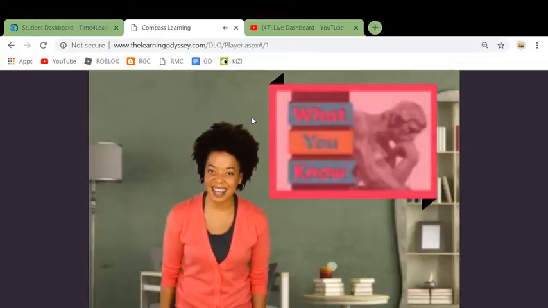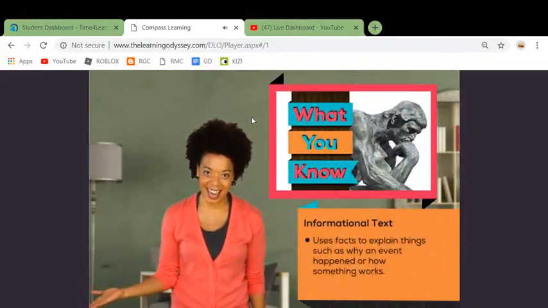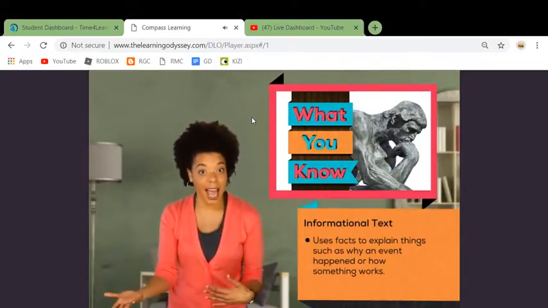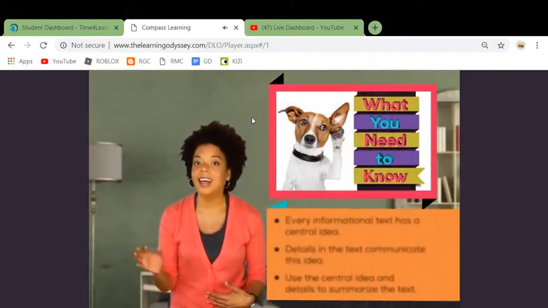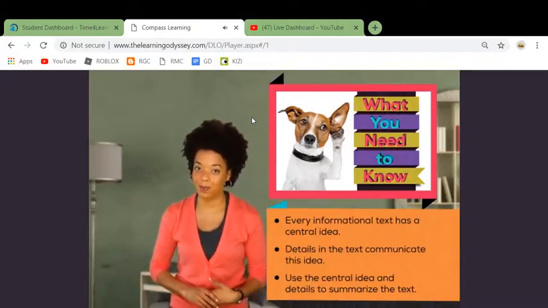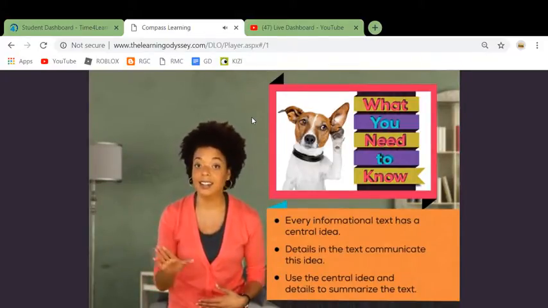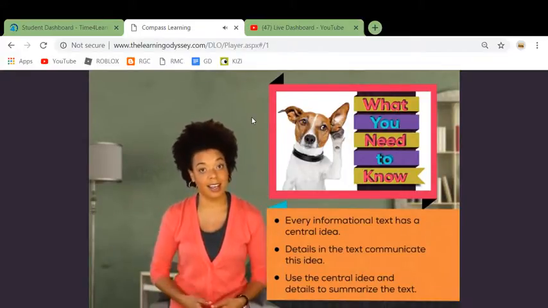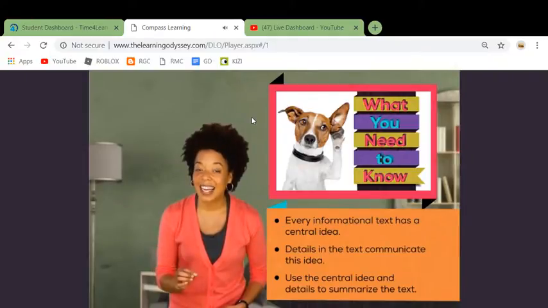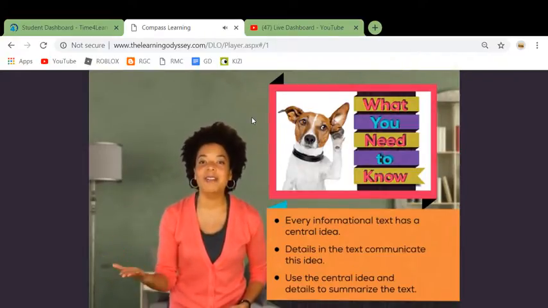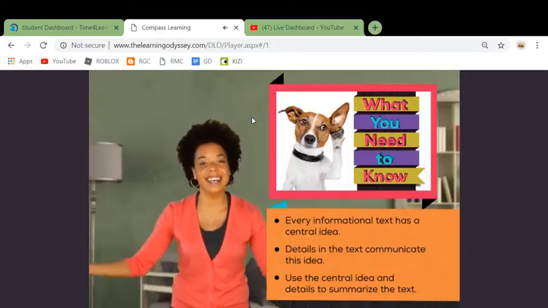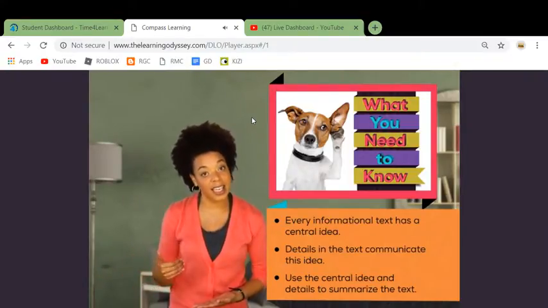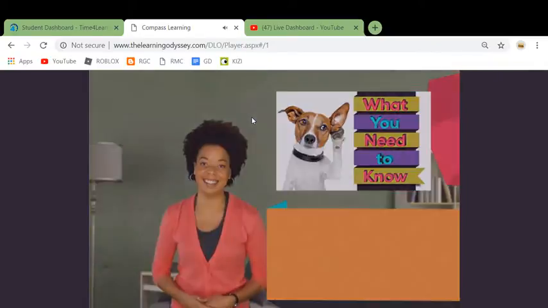Hey there! You're already familiar with informational text. You know it uses facts to explain things, like why something happened or how something works. Now let's look at what you need to know. Every informational text has a central or main idea. Details in the text communicate this idea. Once you find the central idea and details, you can use them to summarize the text. So, let's get started. First, we'll read an article. Then we'll look for the central idea and details so we can summarize it.